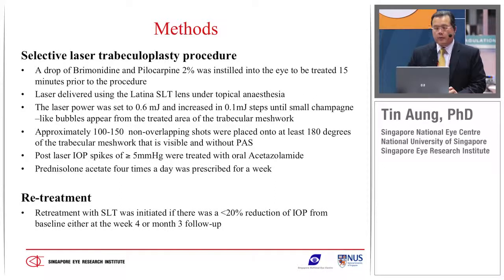Patients who had post-laser IOP spikes of more than 5 millimeters of mercury were treated with oral acetazolamide. All patients were given prednisolone acetate 4 times a day for 1 week. If the pressure was still high at either the week 4 or month 3 visit, we allowed one retreatment with SLT if there was a less than 20% reduction of IOP.